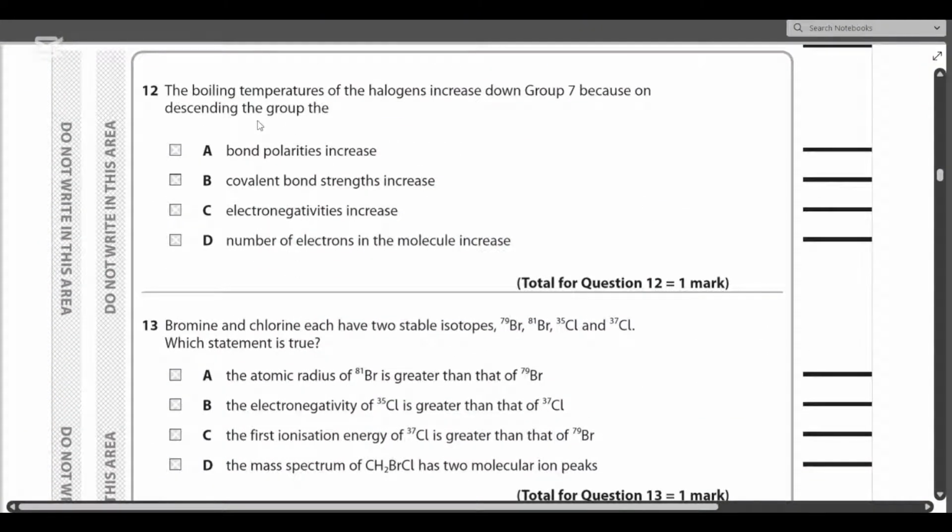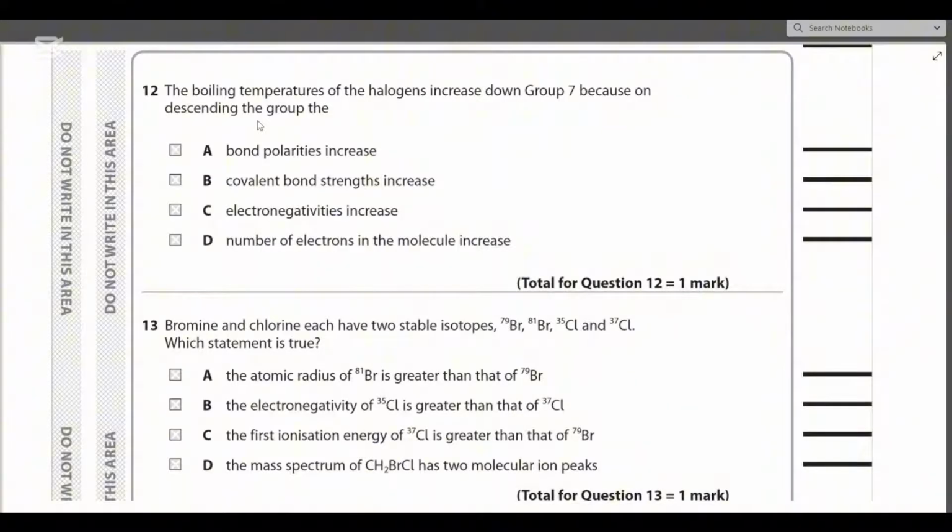Next up, we have number 12 down here. The boiling temperature of the halogens increased down group 7 because on descending the group, the bond polarities increase. Now that is not correct because we know that halogens are diatomic molecules, which means they are non-polar substances. So you can say that that is not correct.